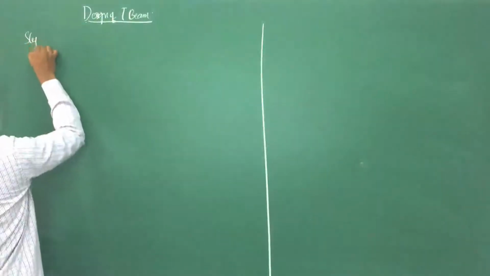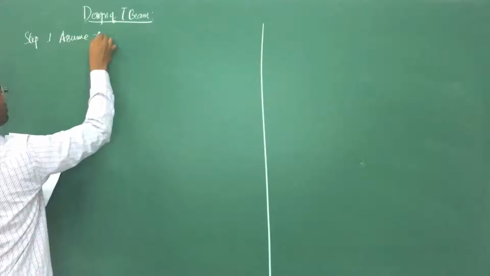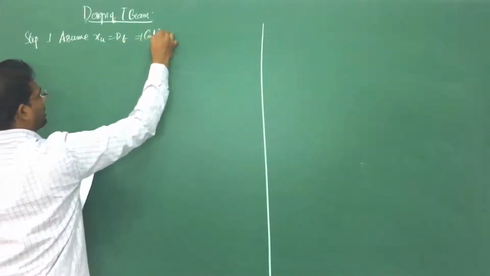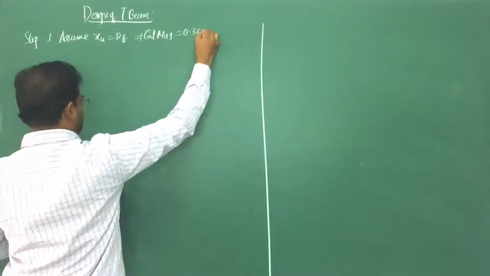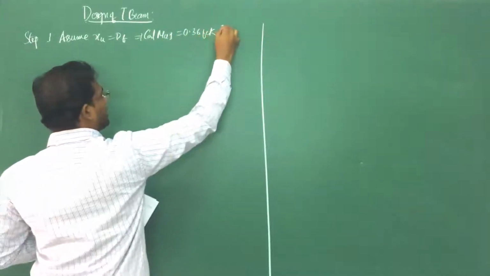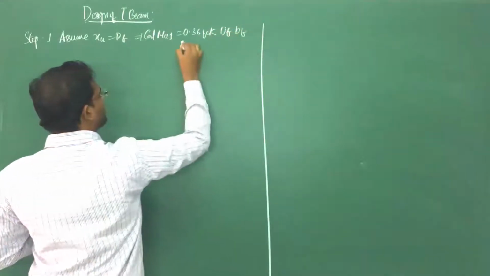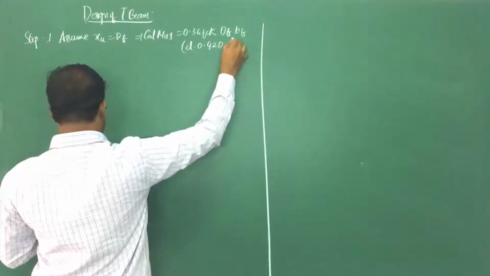In step number 1, assume Xu equals Df and calculate Mu1 using this equation: 0.36 fck Df into (d minus 0.42 Df).